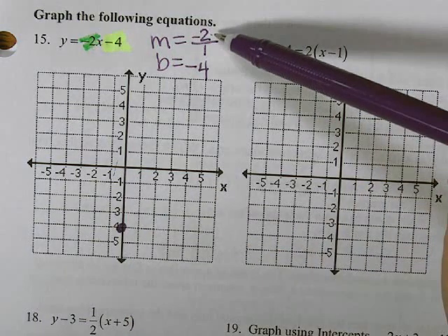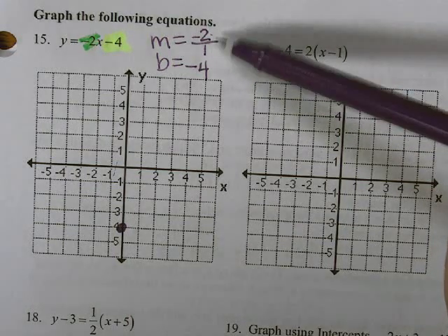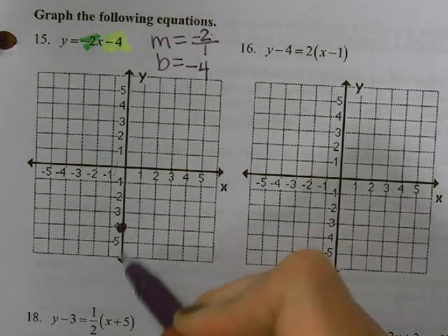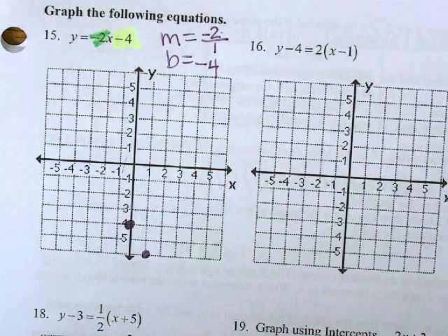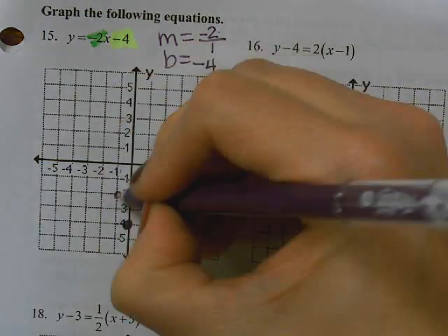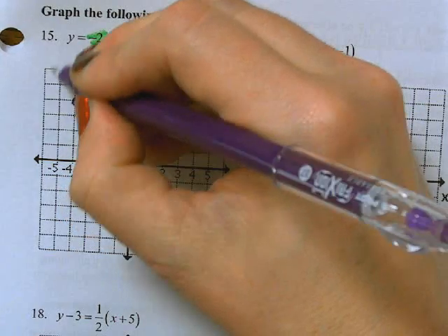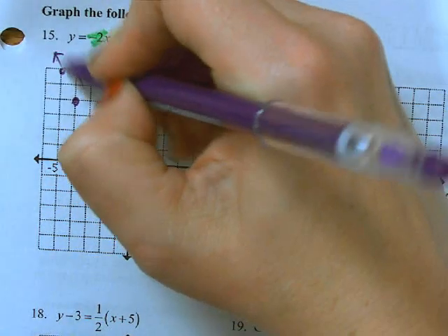And then this means -2 over 1. So down 2 over 1 to the right 1. So we go down 2, right 1. I can only put 1 point, so I'm going to go the other way by going up 2, back 1. Up 2 to the left, and keep repeating.